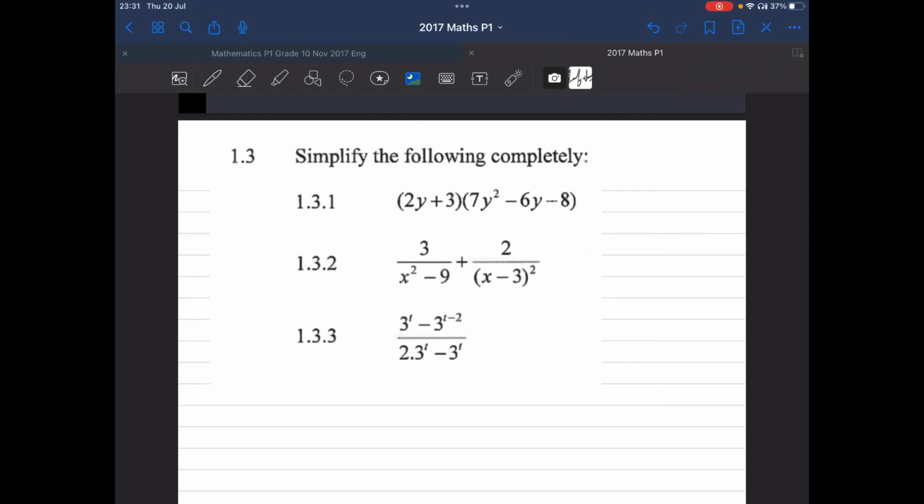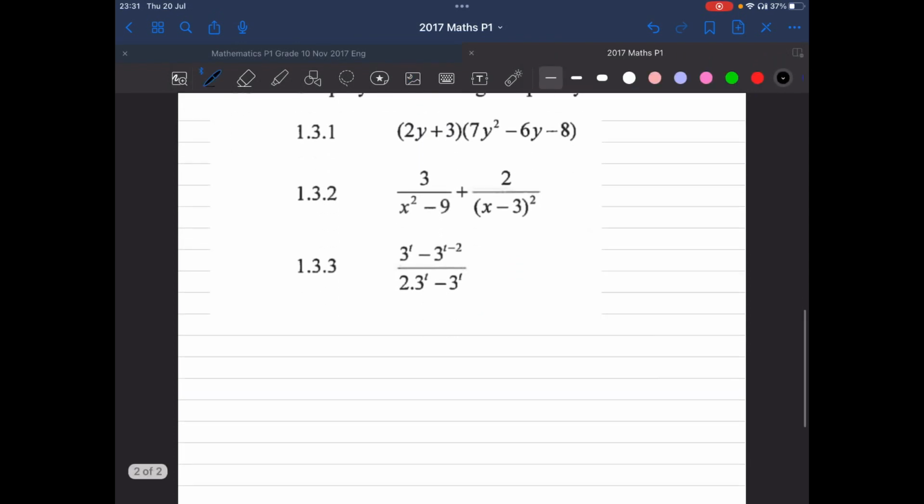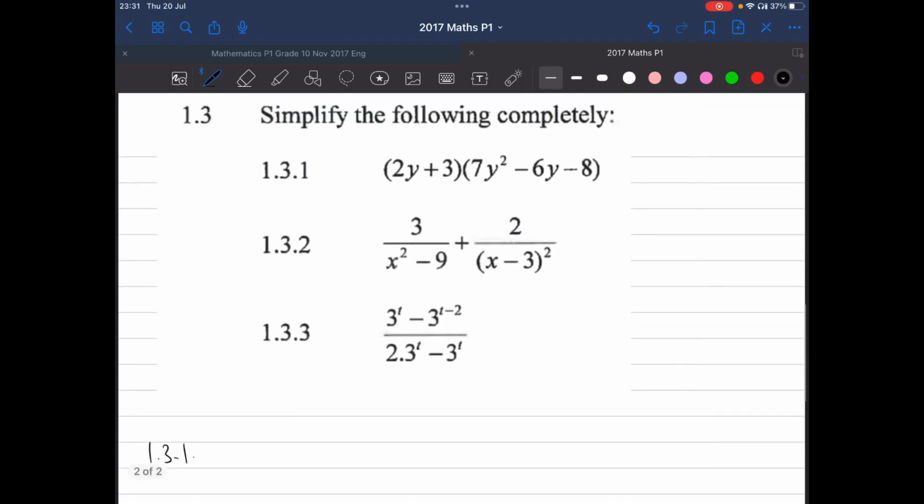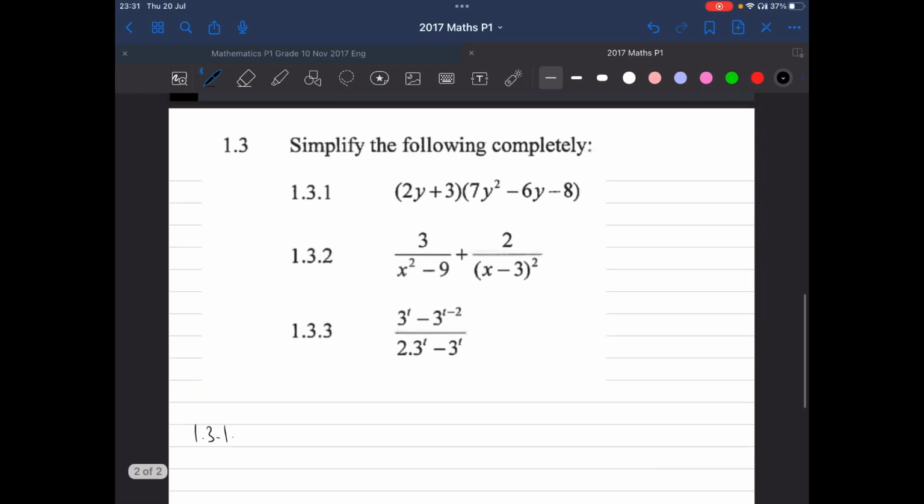Okay, I've just moved onto this blank document here for question 1.3 because it's going to be a bit longer, but anyway. Okay, 1.3.1, simplify the following completely.